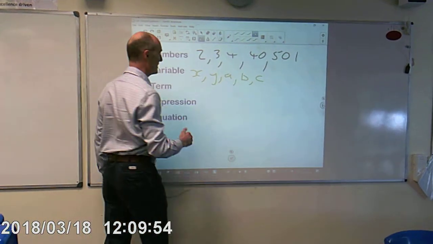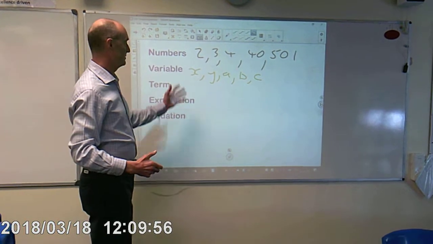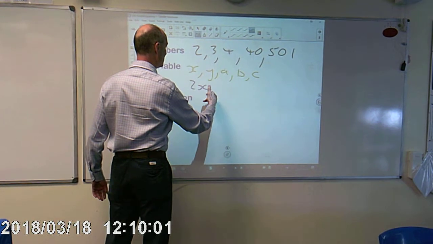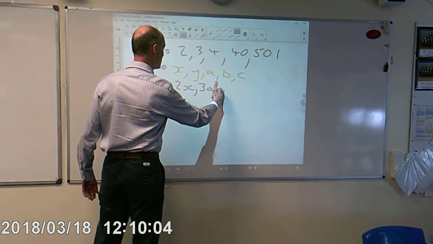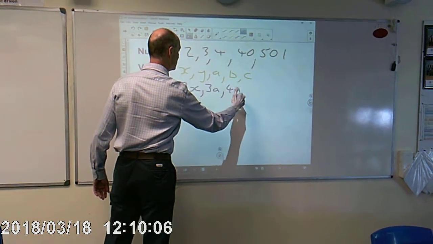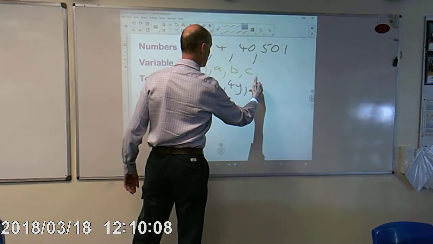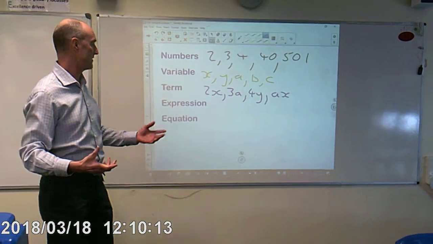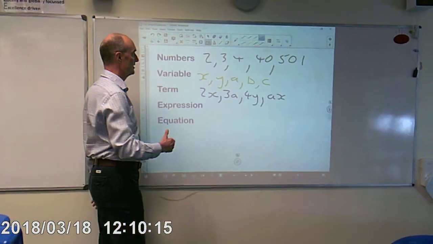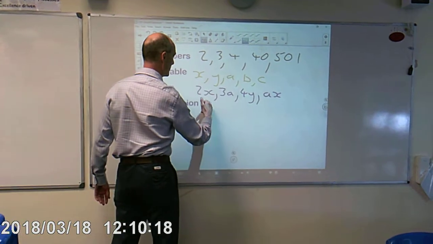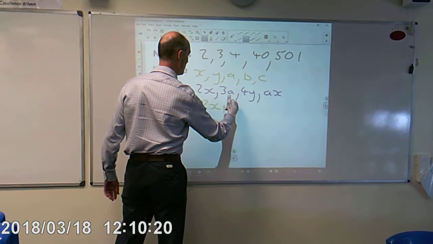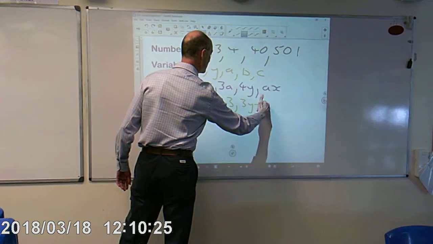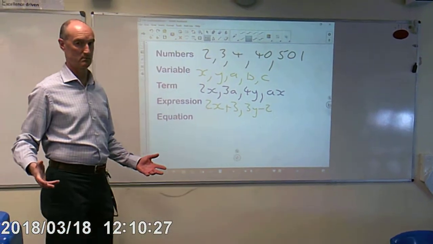Term. That could be a mixture of variables and numbers. So we could have 2x. We could have 3a, 4y. We could have ax. Mixture of numbers and variables. So that's a term. An expression. So that could be something like 2x plus 3, 3y minus 2. They're expressions.